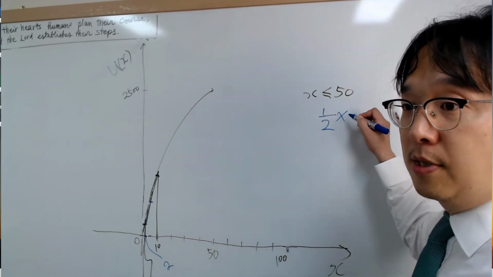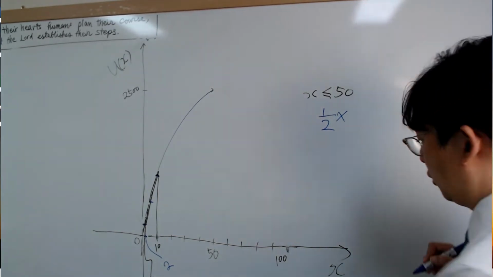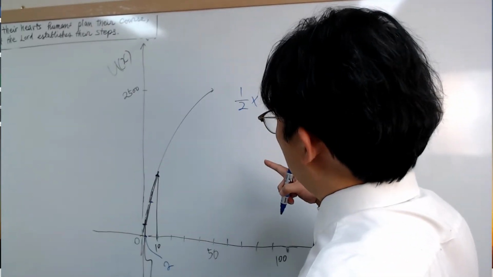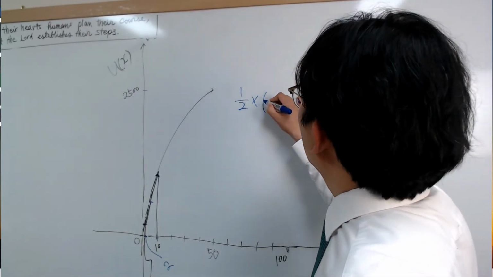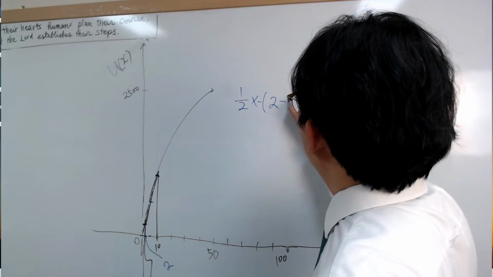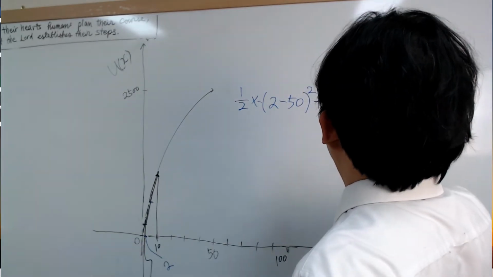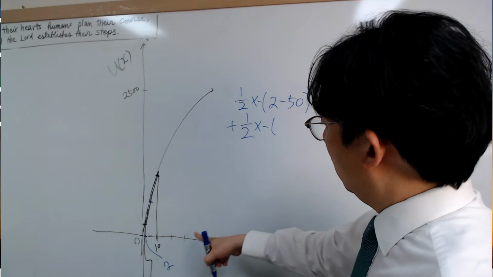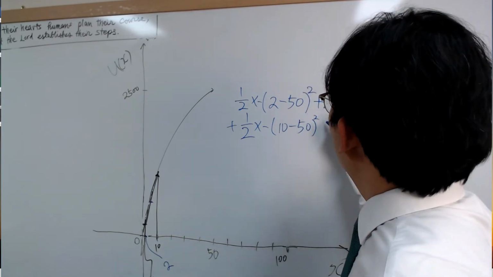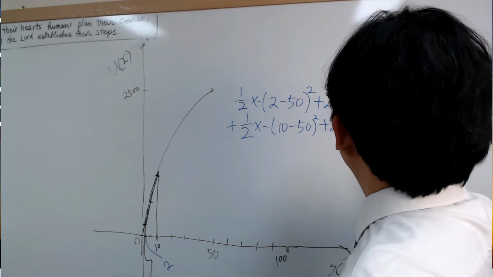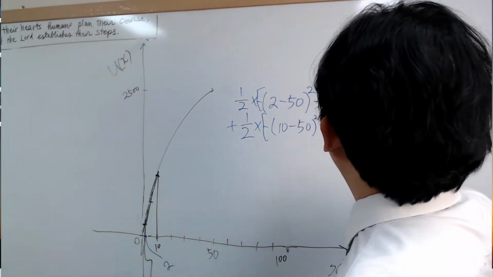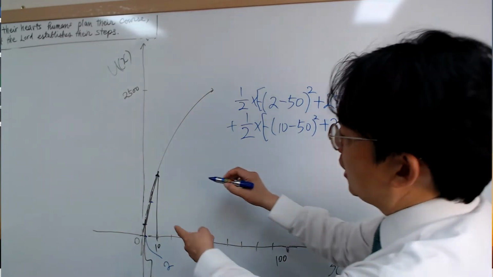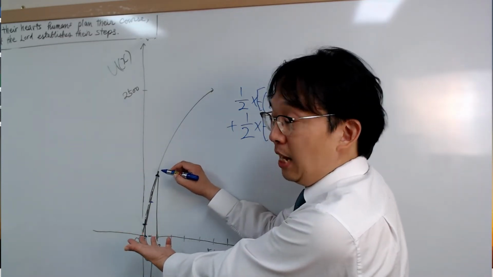Okay? That's half times, right? I should start writing over here. Half times, what? Minus 2 minus 50 squared plus 2500, plus 10 minus 50 squared plus 2500. The thing is, it has to be these big square brackets, right? Half and half. These are utilities in each end state of this gambling, right?